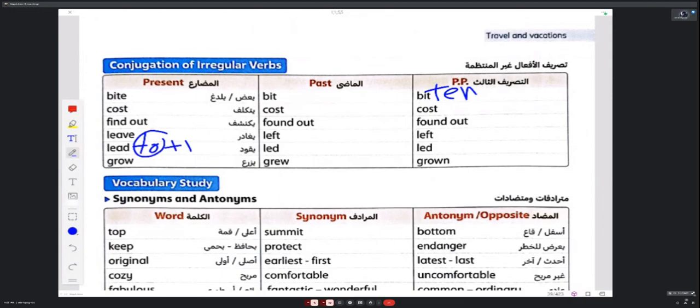Bite, bit, bitten. Oh, okay. Bite, bit, bitten. Cost. Find out, found out. Leave, left, lead, led, grow, grew, grown.